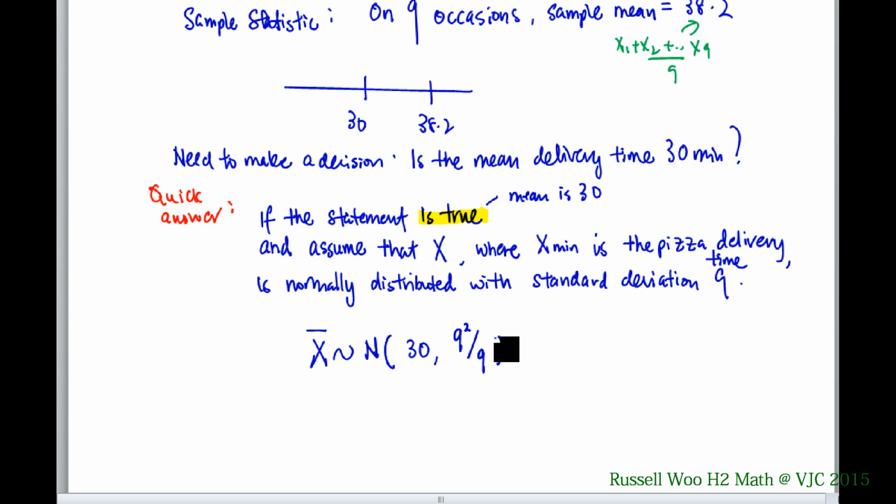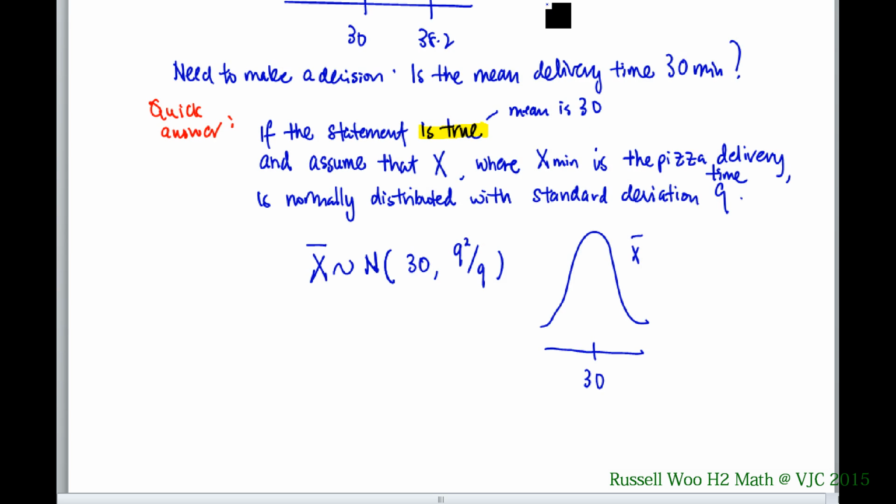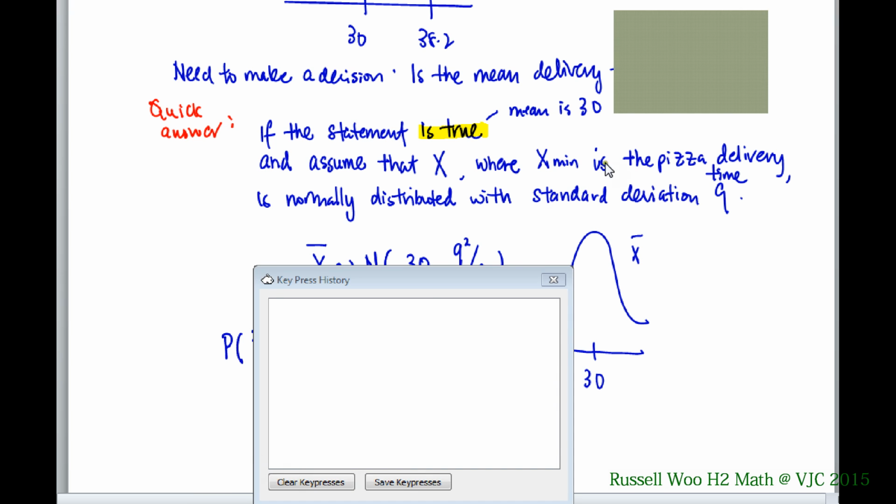Follow? Then we can make some judgment call. Why? We can be a bit more scientific about it now. The mean is 30, this is the distribution of x bar. Correct? The distribution of x bar. After collecting the data, we realize that you get 38.2. Are we able to calculate the probability x bar is greater than or equal to 38.2? Can or cannot? Can, right? Okay, never mind, we calculate together.